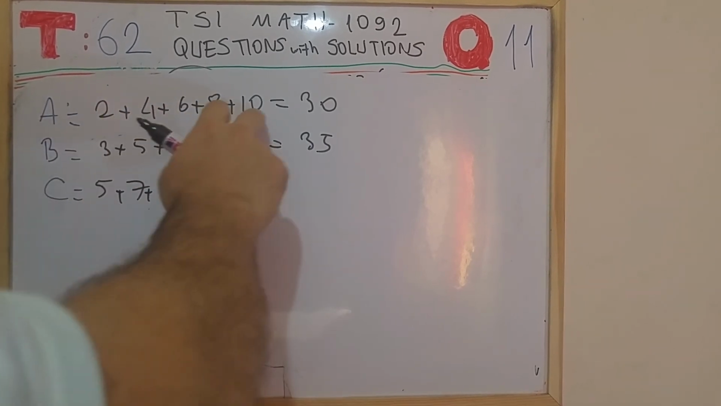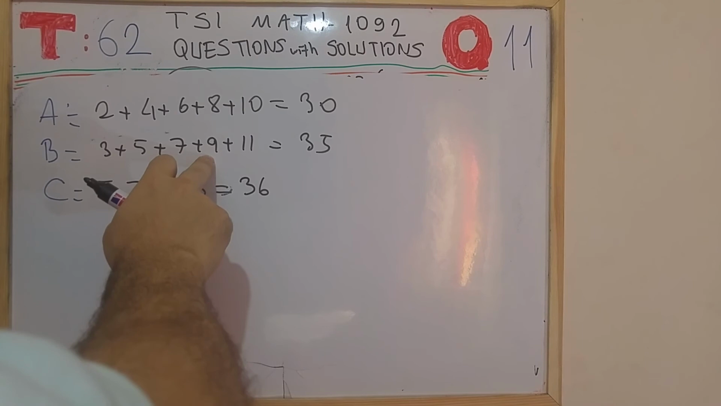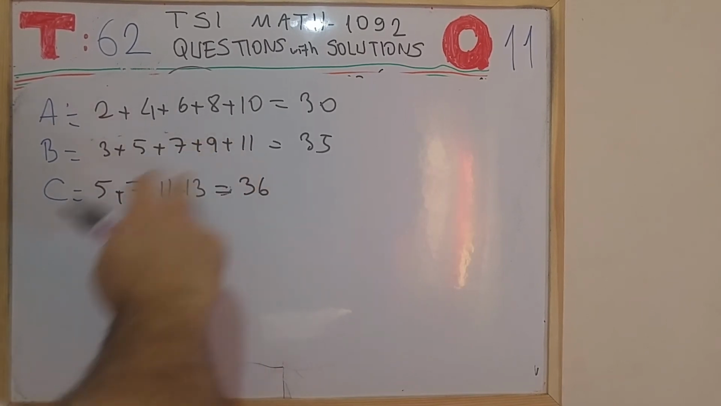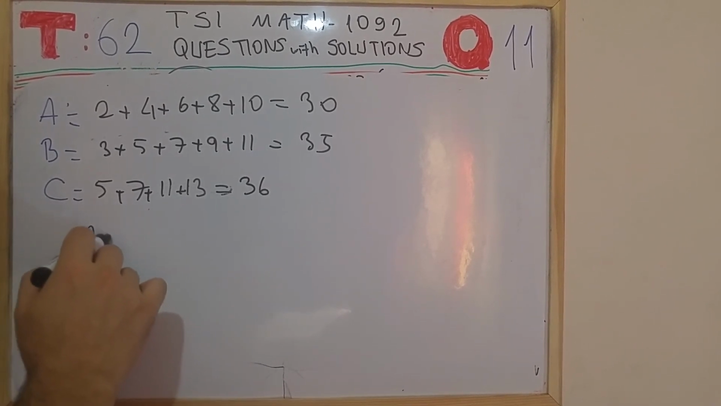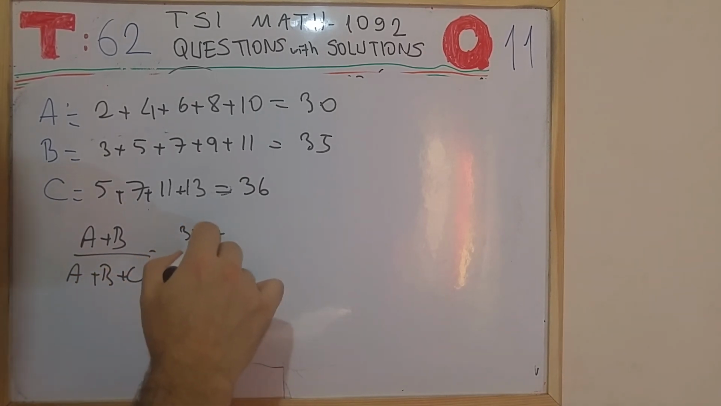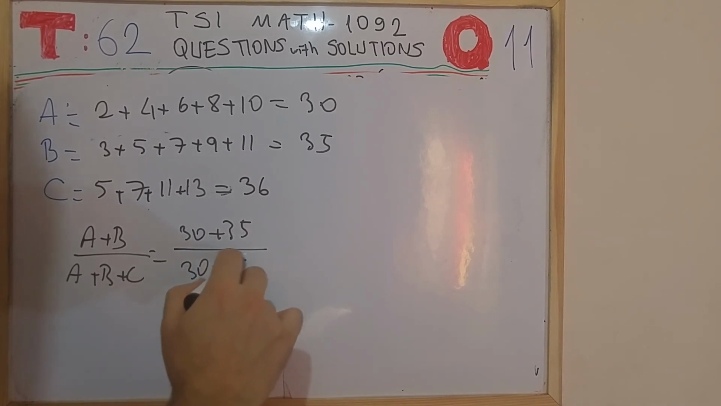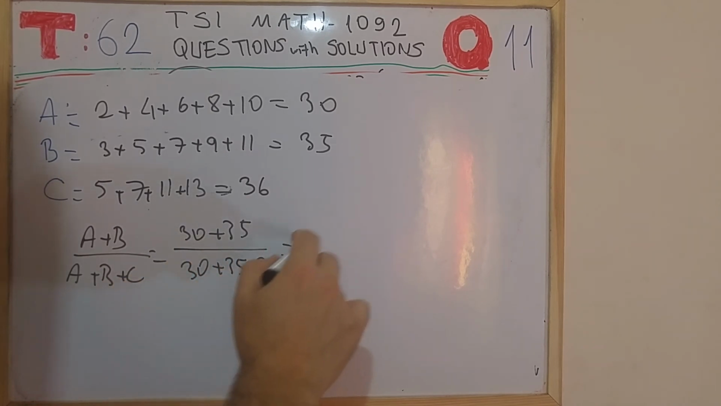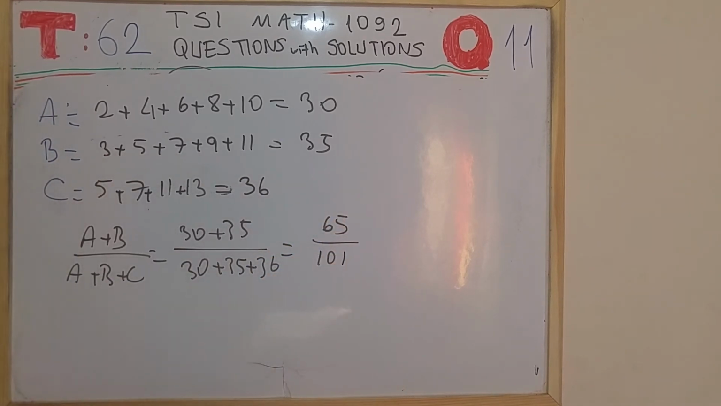These are the even numbers between 1 and 11. These are the odd numbers between 2 and 12, and these are the prime numbers between 4 and 14. So a plus b over a plus b plus c is going to be equal to 30 plus 35 over 30 plus 35 plus 36, which is equal to 65 over 101.